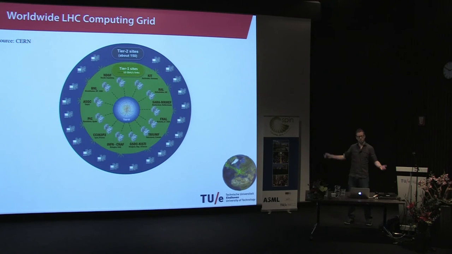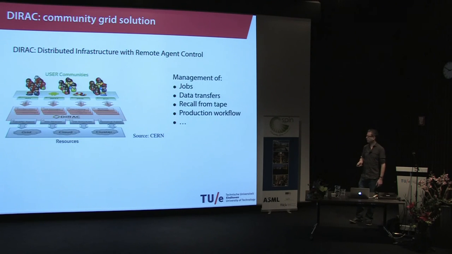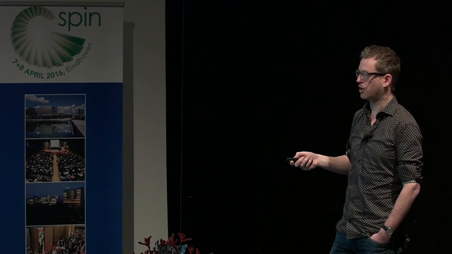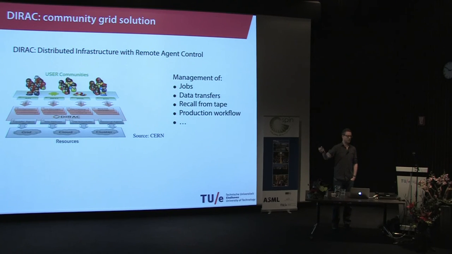And obviously, you cannot do that in just a single location. So what they did is produce a grid to spread the workload. Not just that, they also built an entire infrastructure around it. It's called DIRAC, which is Distributed Infrastructure with Remote Agent Control. It takes care of management of jobs, data transfers, recall from tape, production workflow, etc. Right? So there will be users sitting up here producing data, and users somewhere else in the world that would read data from these resources, from the cloud, let's say, or from the computation grid, work on that data, process it, and put it back in the cloud.